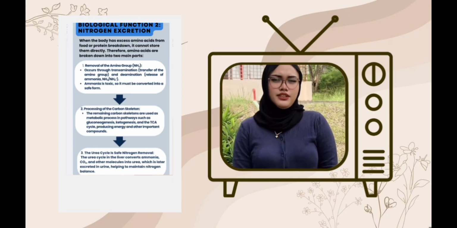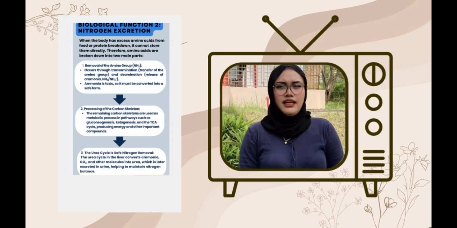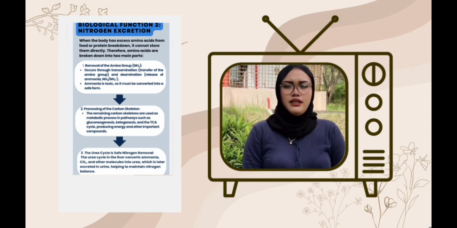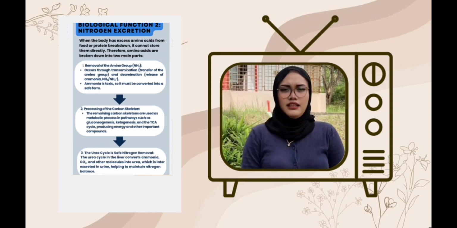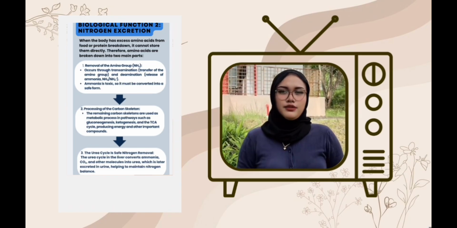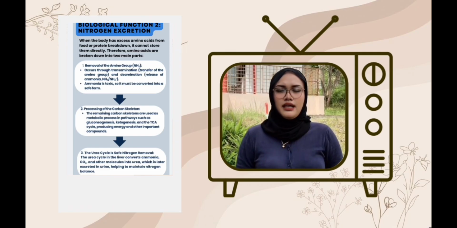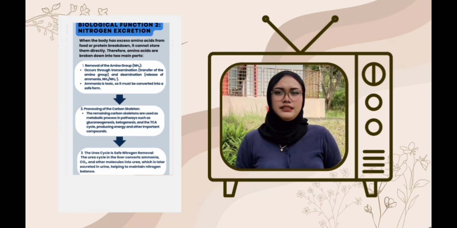Now let's move into the next part, which is carbon skeleton. After the amino group is removed, the remaining carbon skeleton will be used in several metabolic pathways. In this process, our body will produce energy to make other compounds that are needed by cells.